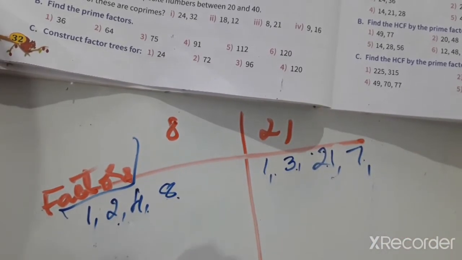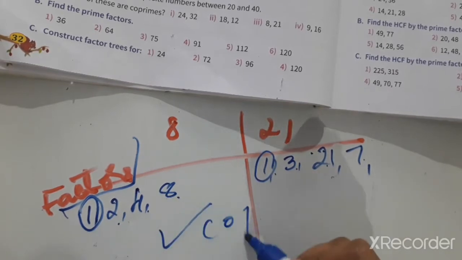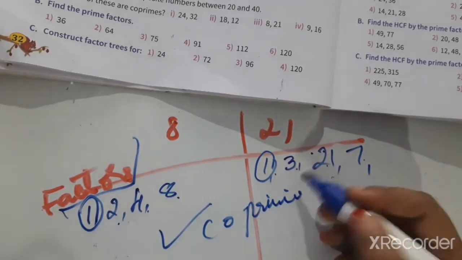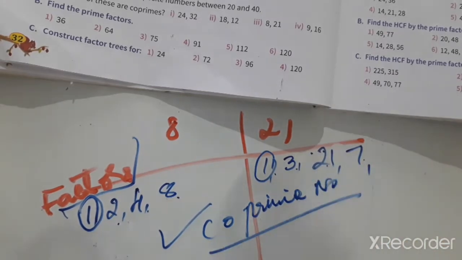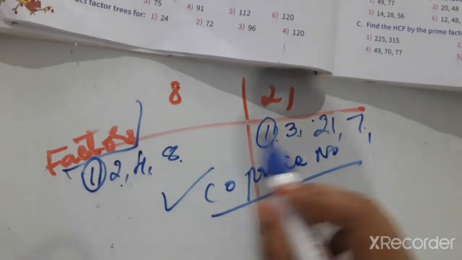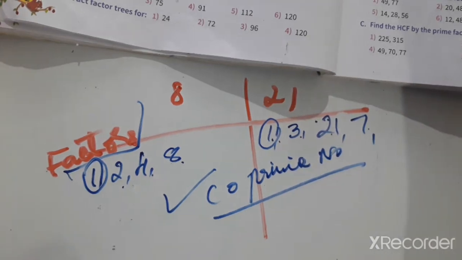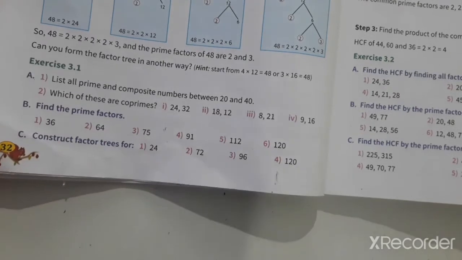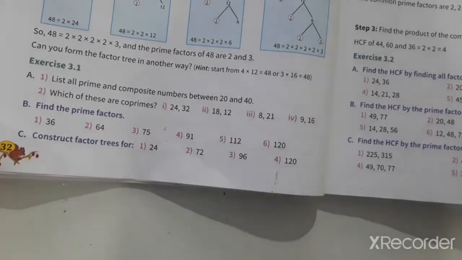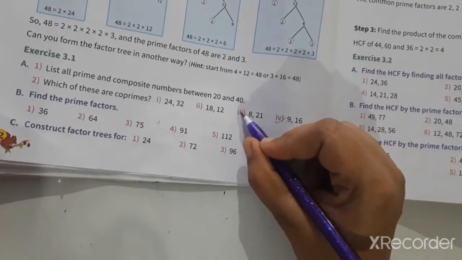Any common factor? Yes, only one common factor, then this is a co-prime number. Only one common factor means it is a co-prime. One is a common factor here and here also. So the third one is a co-prime number.